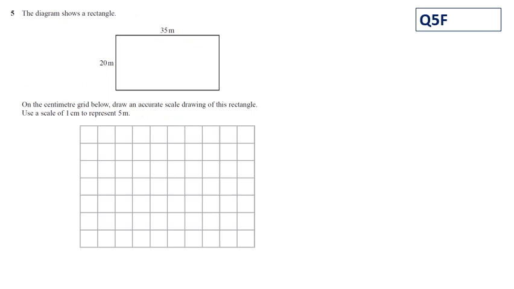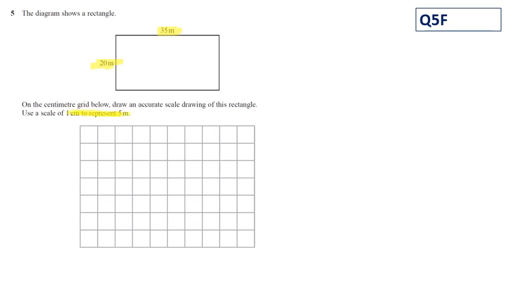Okay, so question number 5, the diagram shows a rectangle. And I have a diagram of a rectangle that is 35 meters in length and 20 meters in width. Then it says, on the centimeter grid below, draw an accurate scale drawing of this rectangle. Use a scale of 1 centimeter to represent 5 meters.